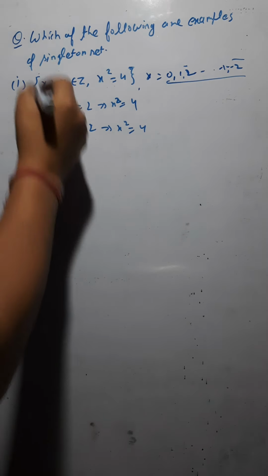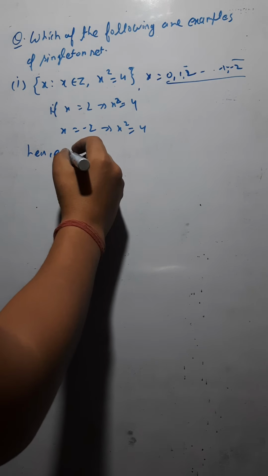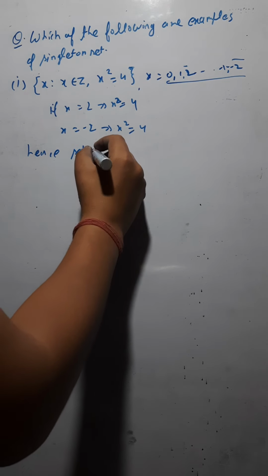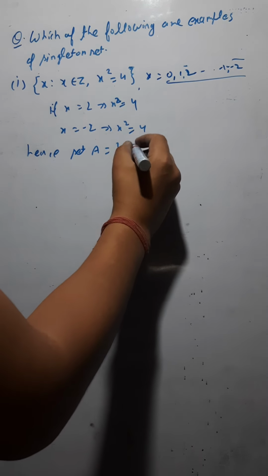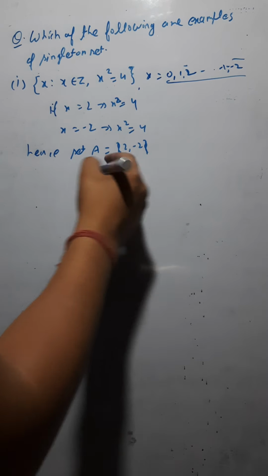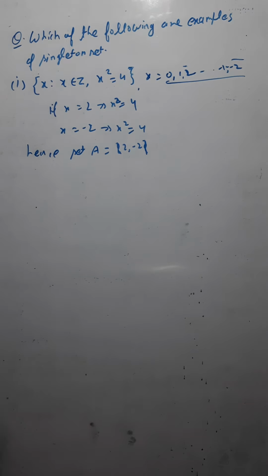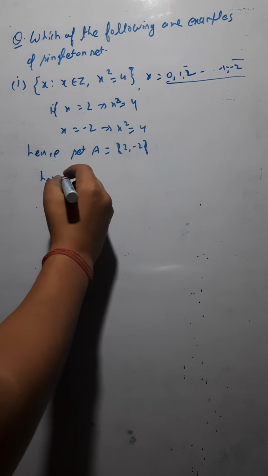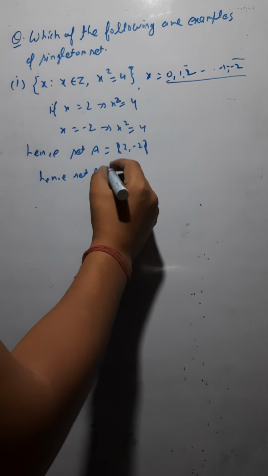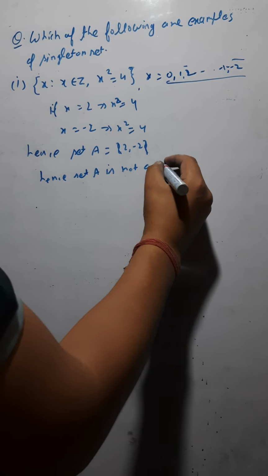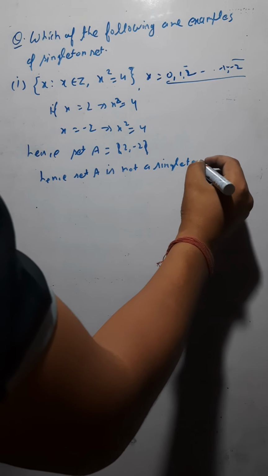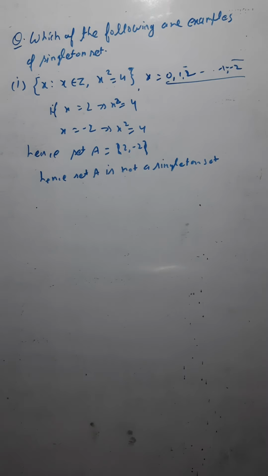Hence, let's say this is set A. Hence, set A contains the elements 2 and -2. So is this a singleton set? No. Hence, set A is not a singleton set, isn't it? Okay, just note it down. Then we would move towards the next question.